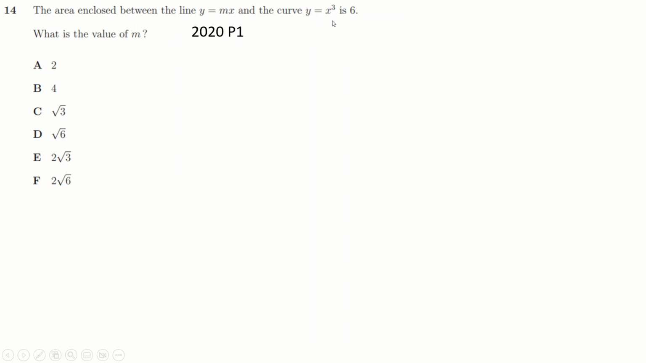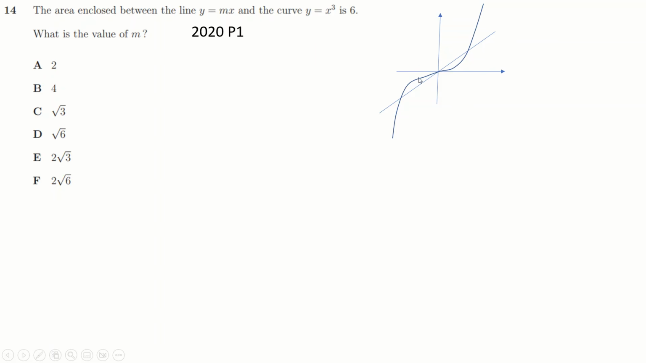We've got a line and a curve, x cubed. Sketch it. That was the first instruction, wasn't it? This is a line with 0 y-intercept, and this is a curve which kind of does this. It doesn't really matter whether m is positive or negative, because if it was negative, it would just go this way and we get no regions. So that wouldn't make sense. So we definitely know m is positive. We can just conclude that from the sketch.